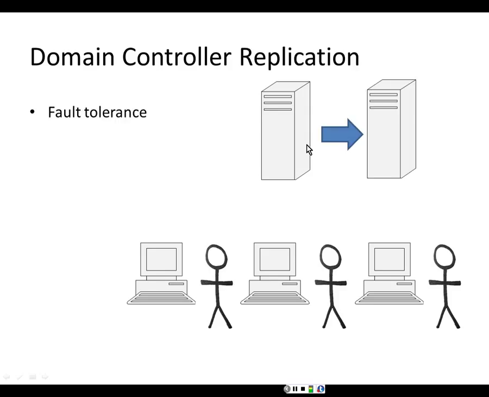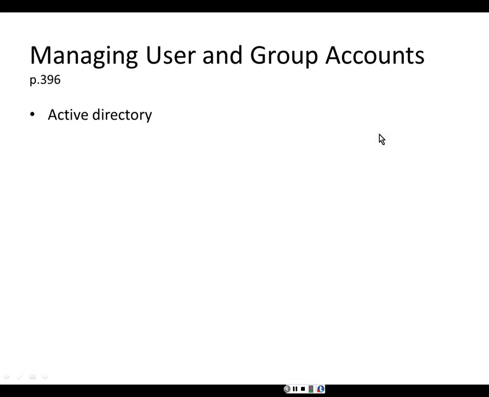The domain controller could crash at any time, so we typically have 2 or more domain controllers. The contents of the first domain controller is replicated to the other domain controllers, and that way, if any domain controller crashes, that's okay. We have another domain controller available to authenticate users.